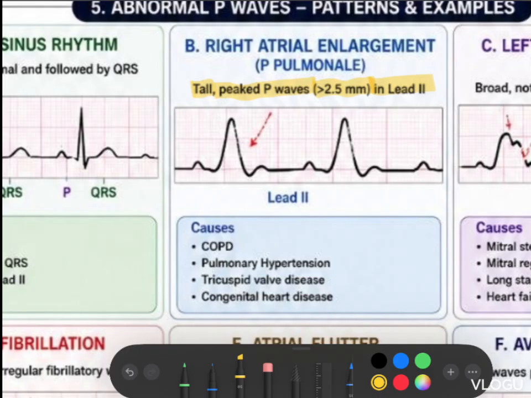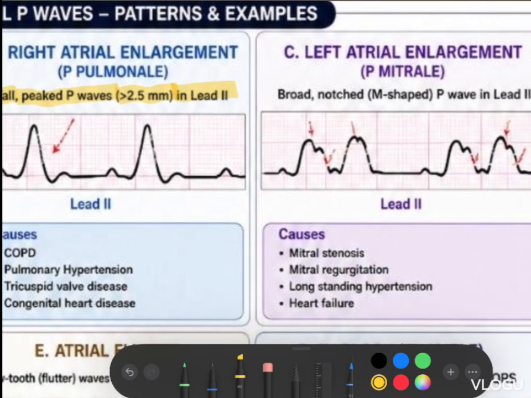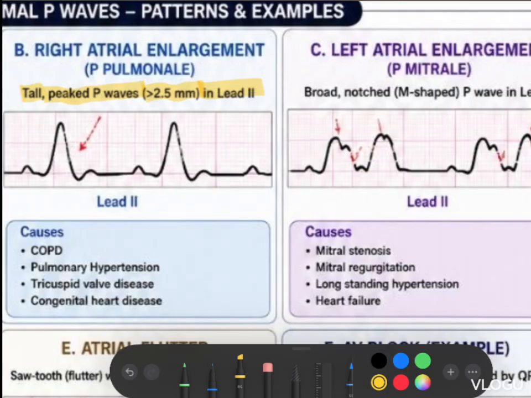Especially in lead 2 we can see the height will be 2.5 mm, and this is called P pulmonale. P pulmonale means pulmonary disease like right atrial enlargement. We can see tall P waves. If you are seeing a tall P wave, we have to suspect right atrial enlargement. We have an exam trick: tall P wave, think right atrial enlargement or P pulmonale.